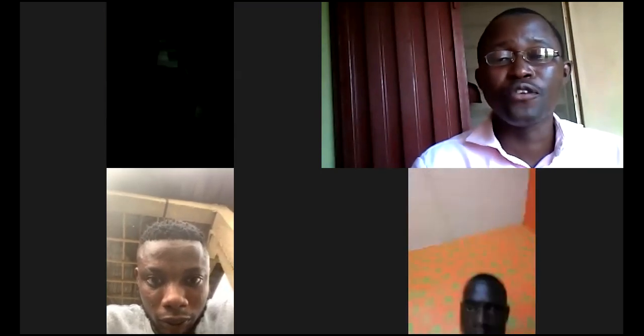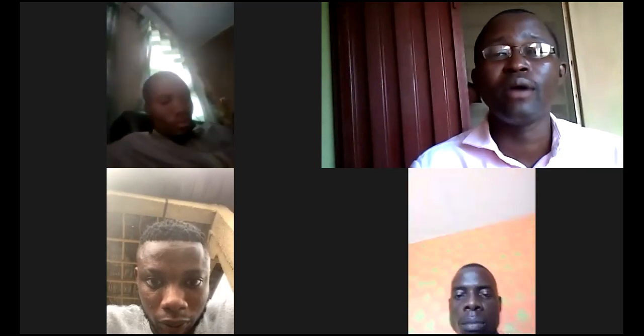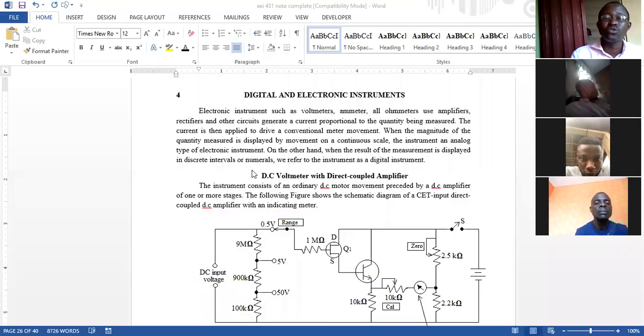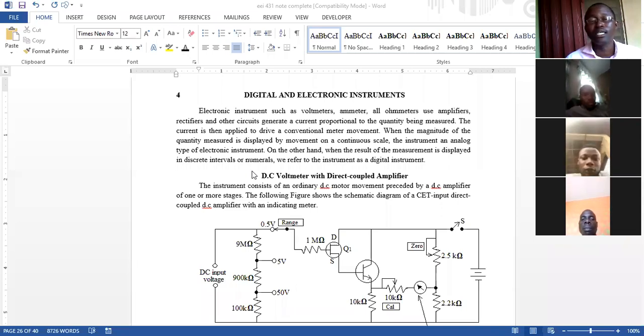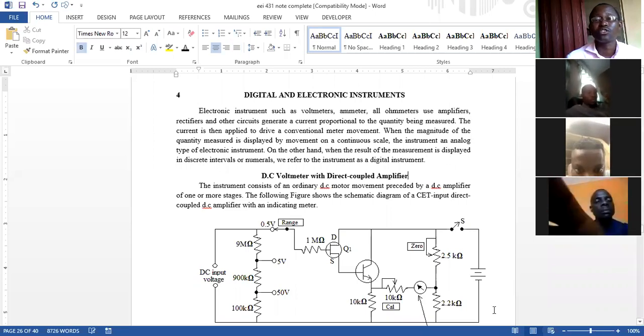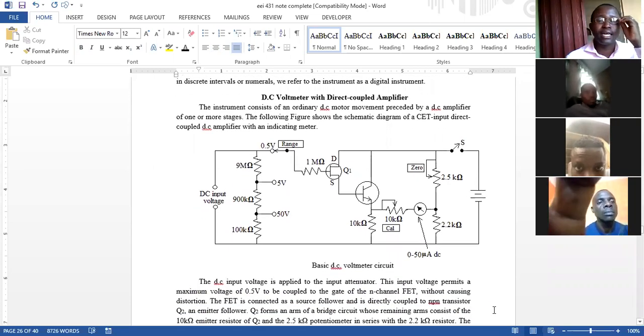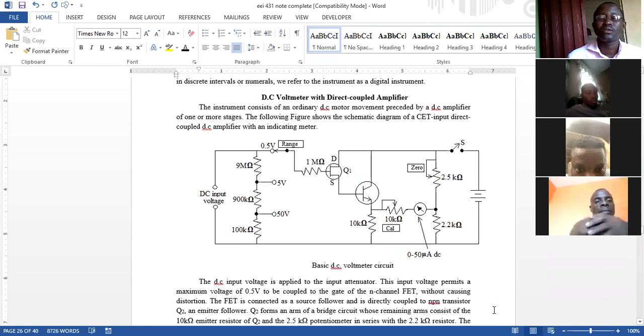So let's go on to the first type of digital instruments. As you can see on my screen now, the first type we are going to deal with is the DC voltmeter with a direct coupled amplifier. If you look at the screen now, you will see the schematic diagram. That is the operation principle of the DC voltmeter with direct coupled amplifier.